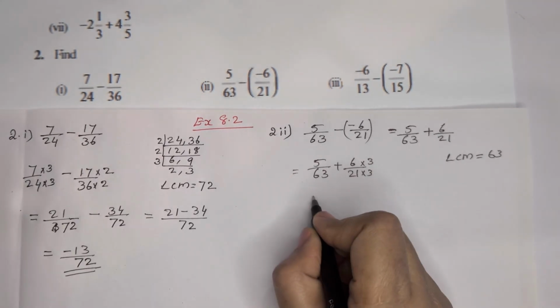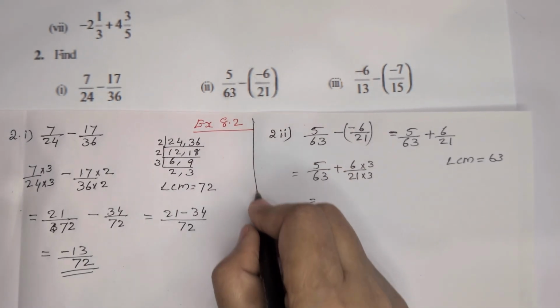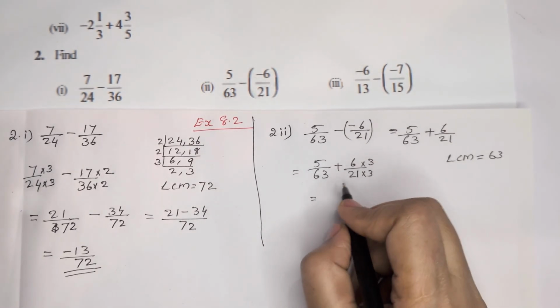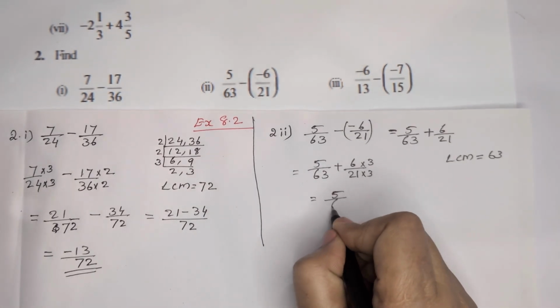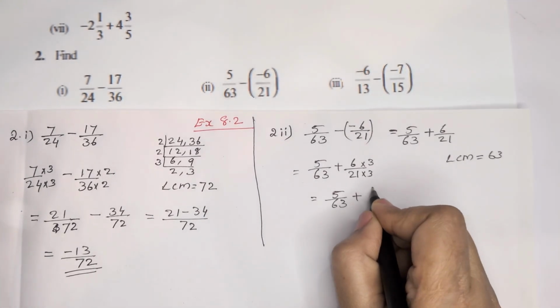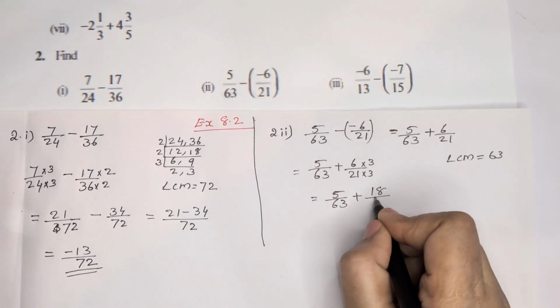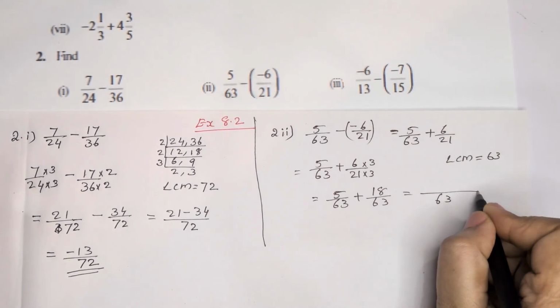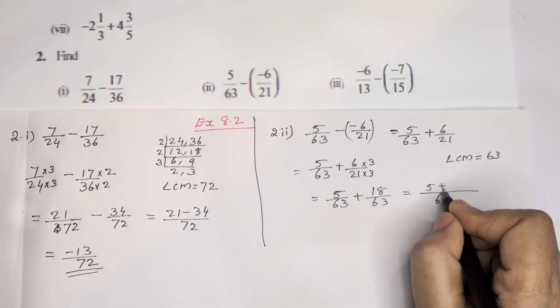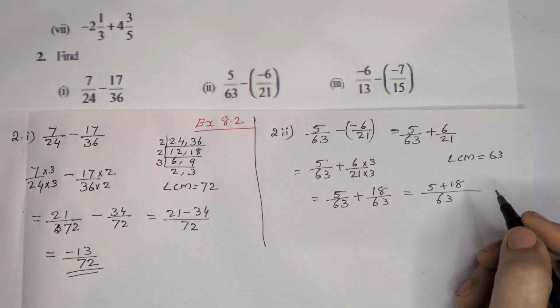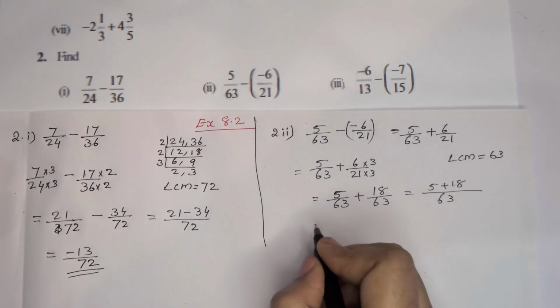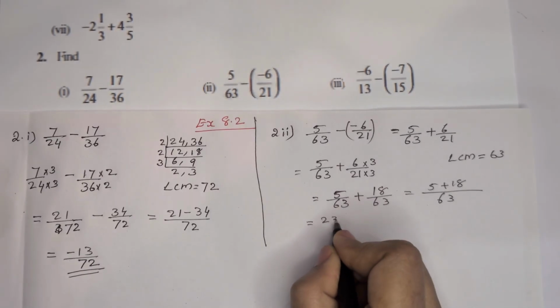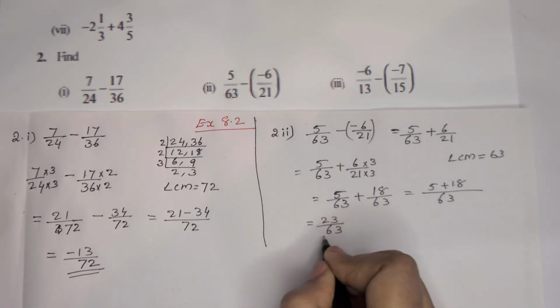So which is equal to, we can write 5 by 63 plus 18 by 63. Now we got 63 as the common denominator. 5 plus 18. So 5 plus 18, that means 23, which is equal to 23 by 63.